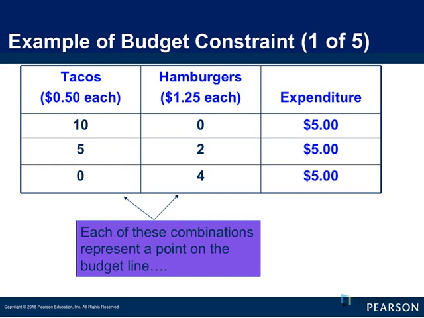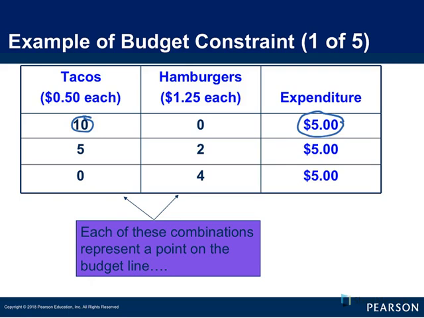Budget lines are quite simple to develop. Essentially, if you had $5 to spend on tacos, and you only purchased tacos and no hamburgers at all, we would be able to determine that we could buy 10 tacos with our $5 if they're priced at 50 cents each. So step one is take a look at one resource, tacos, put all of your money into tacos and determine how many you can purchase.